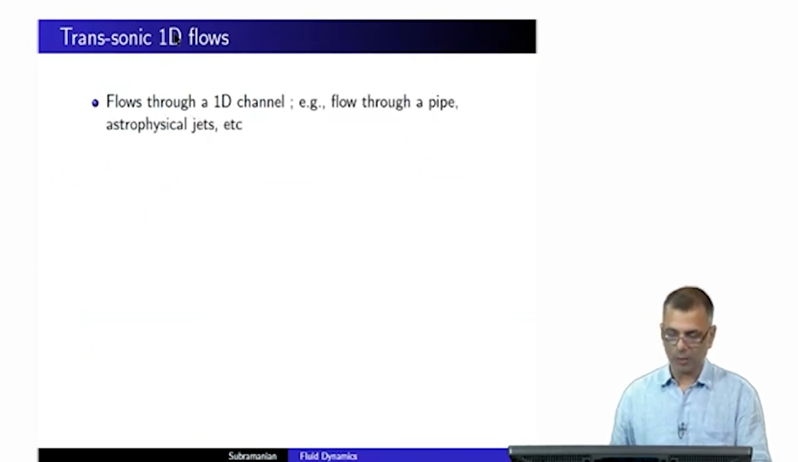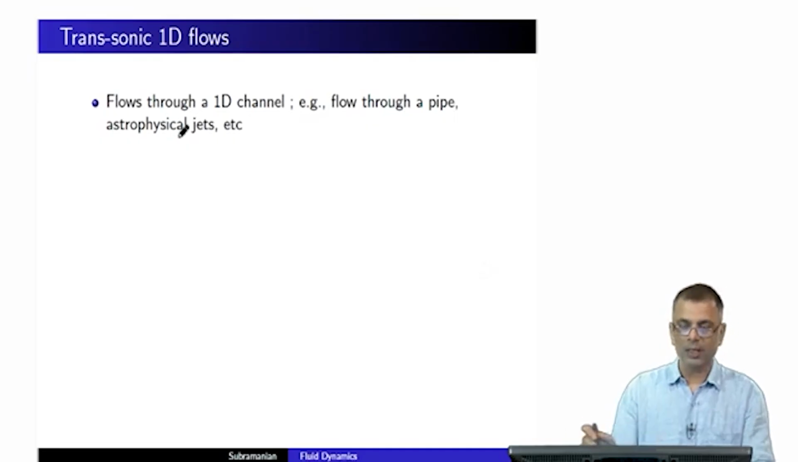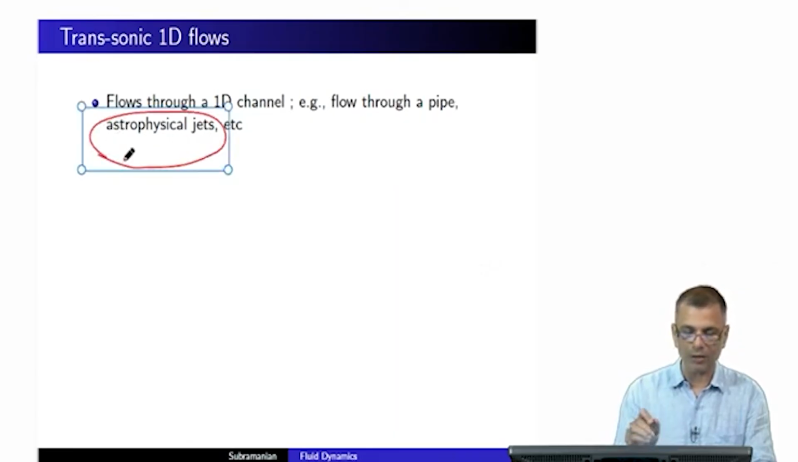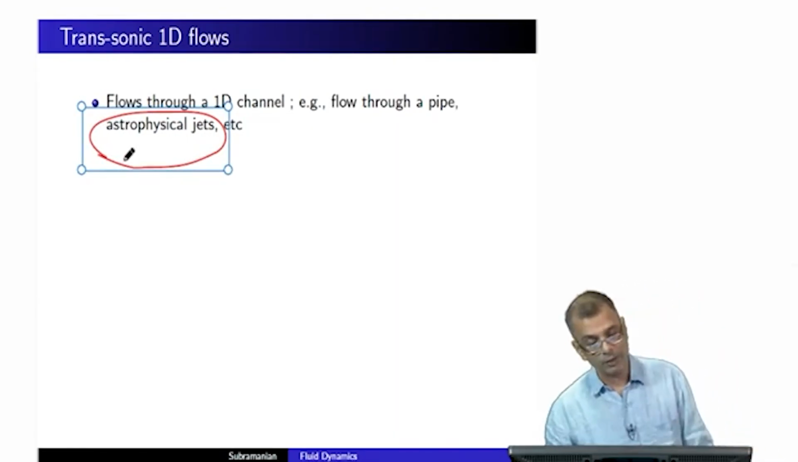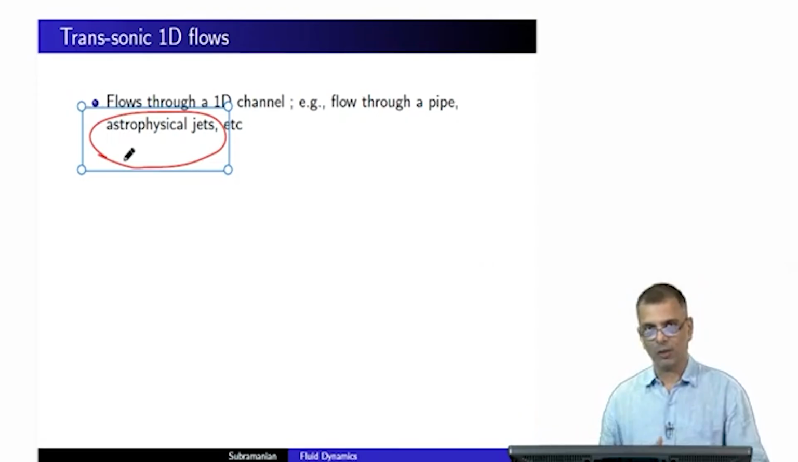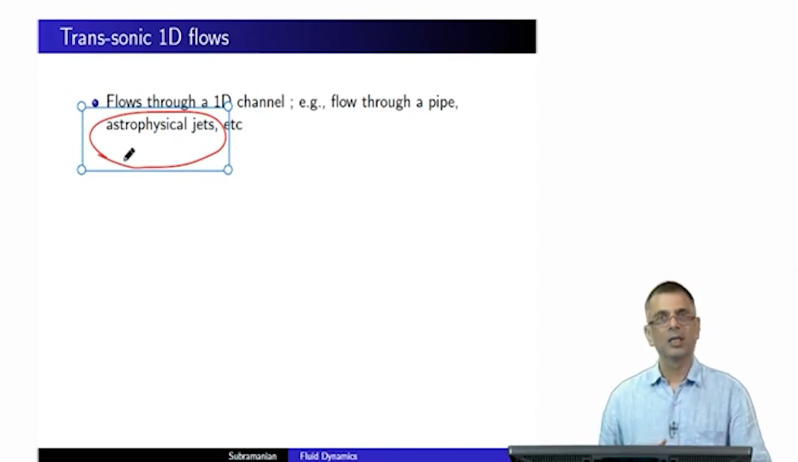So why are we discussing this in an astrophysical fluid dynamics class? Because transonic one-dimensional flows are of great importance in understanding things like astrophysical jets. But before talking about astrophysical jets, let us talk about an engineering application, because these things are much better established in the lab, and then we will apply our understanding to astrophysical jets.